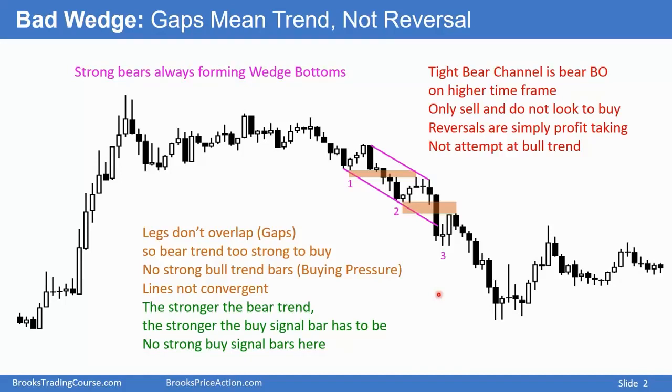The stronger a bear trend is, the stronger the buy signal bar has to be to overcome the strength of the bear trend. And here, there are no really strong bull trend bars. There's a bull reversal bar here, a small one here. Does this small doji look big enough to reverse that bear trend? No. And the same with this. We have a good entry bar, but where is the follow through?